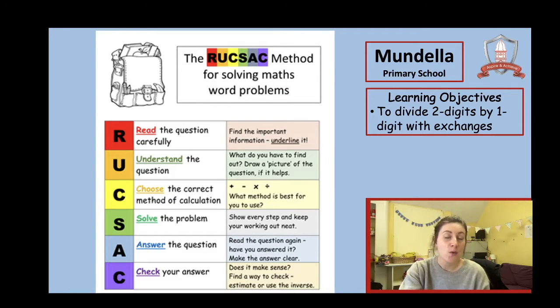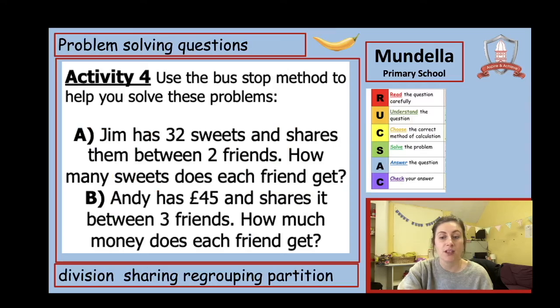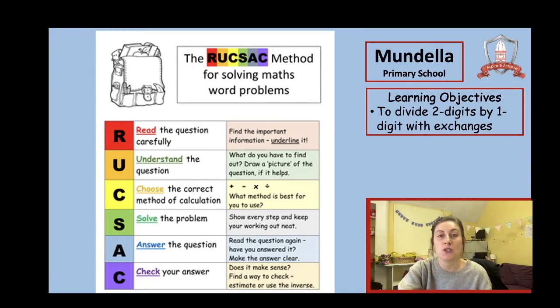Next, we're going to use all of that amazing knowledge that we've learned over the last 2 days to answer some problem-solving questions. So remember, we need our tools to answer these word problems. We're going to need our rucksack. So we need to make sure we read the question, understand what it's asking us to do, choose the correct method. It's division, so that's easy. Solve the problem, answer the question, and check through our answers to see if it makes sense. So what I'd like you to do is to choose the challenge.